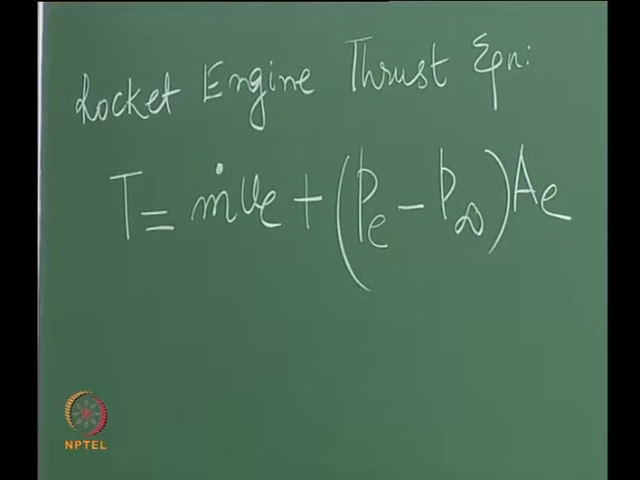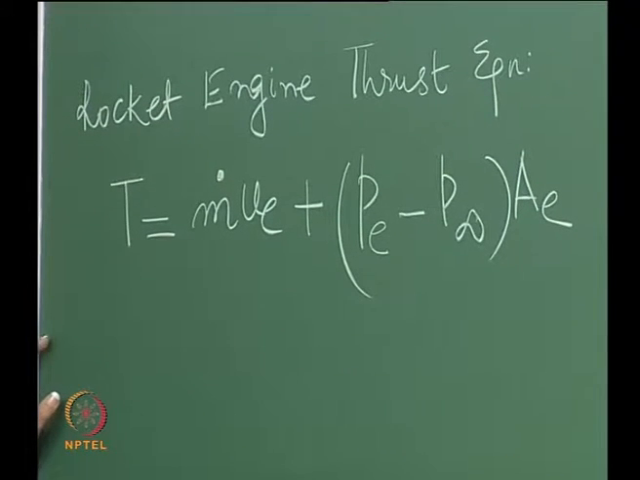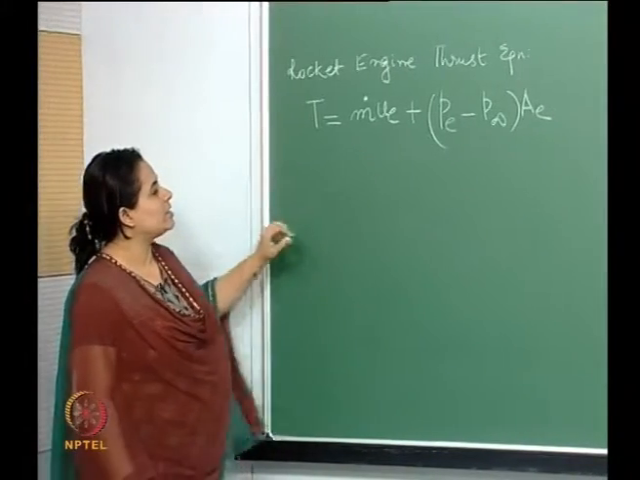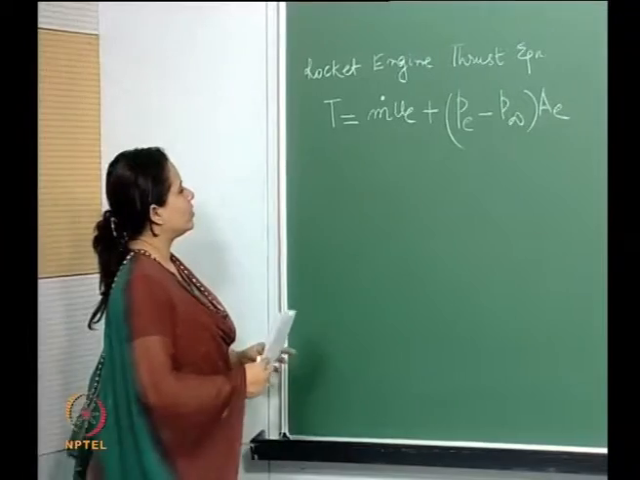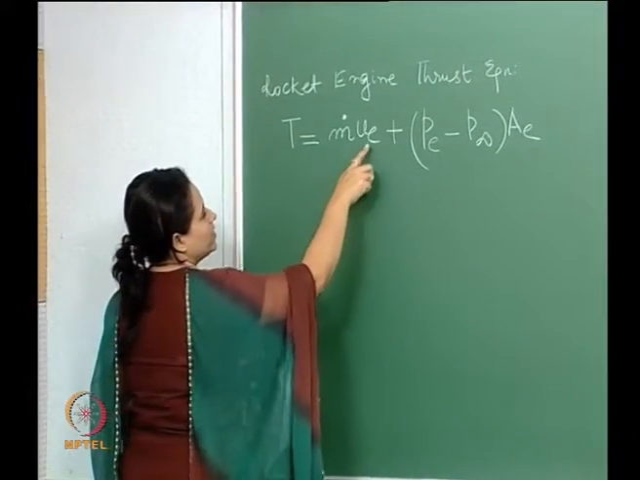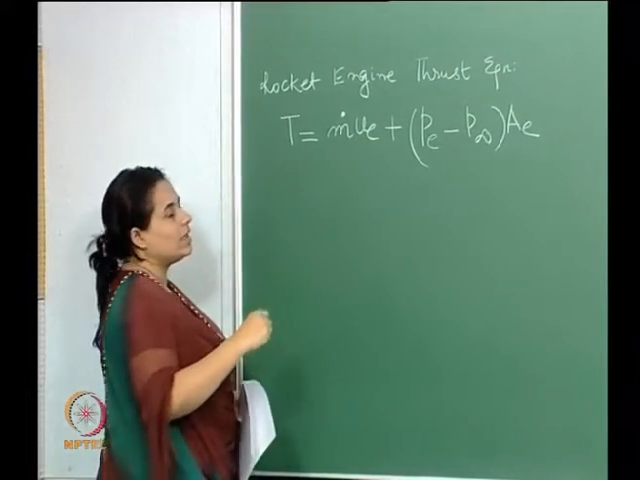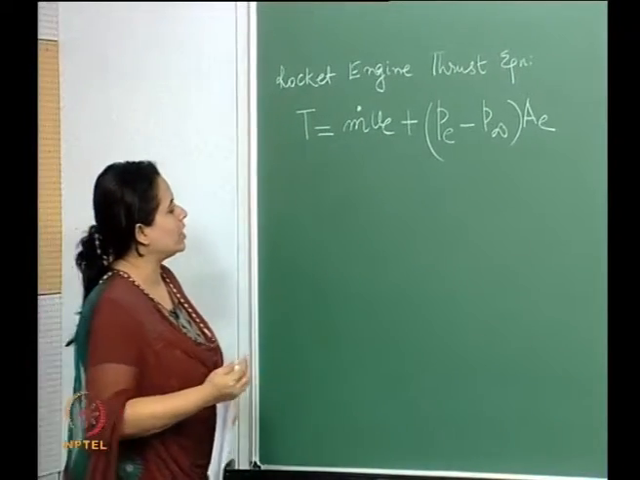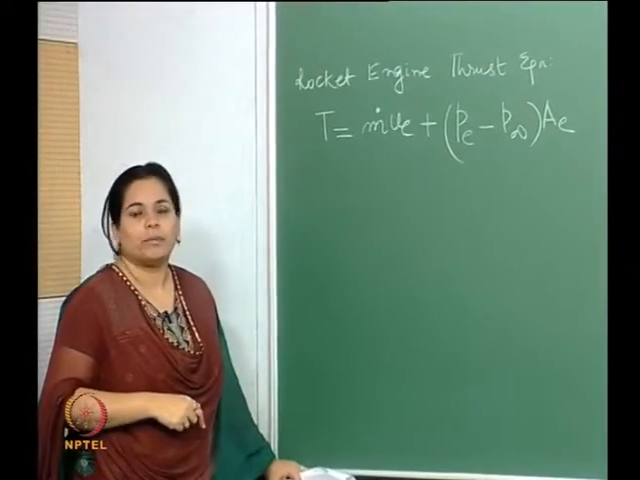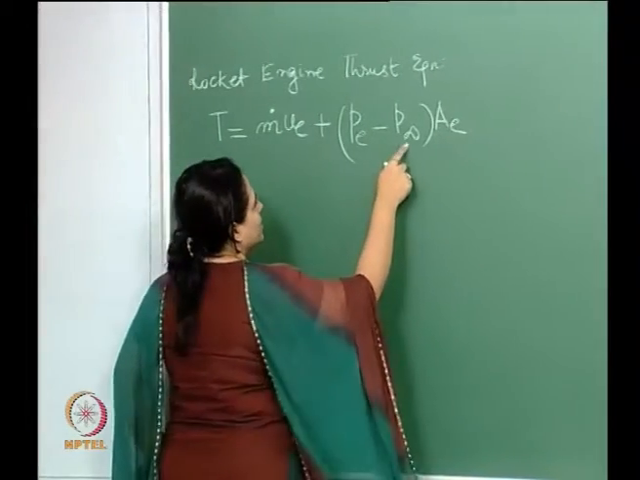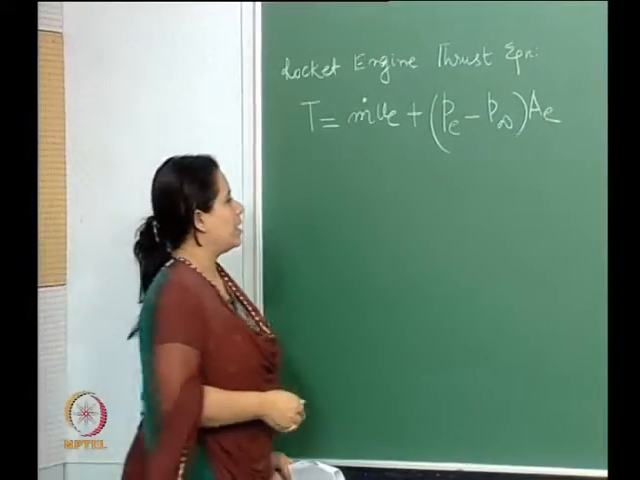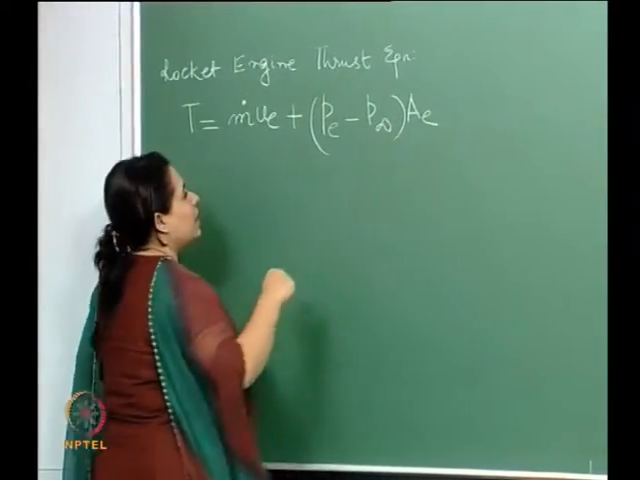Okay, so this is given. So the thrust that is going to be generated by the rocket engine is given by this equation. Here this is the mass flow rate, m dot. This is UE, which is the exit gas velocity. This pressure is the exit pressure, E is for exit. P infinity is the ambient atmospheric pressure, the free stream pressure, and AE is the area of the nozzle at the exit.